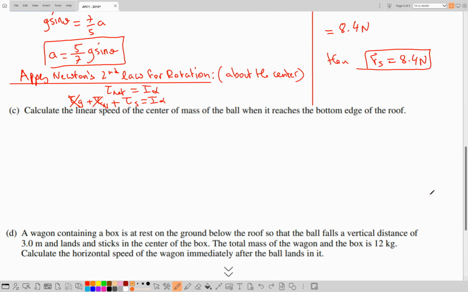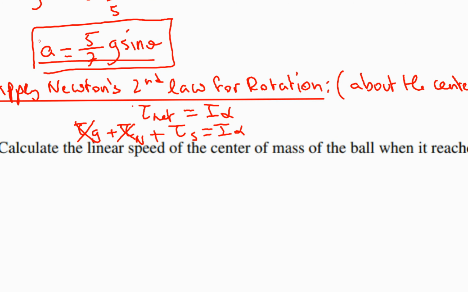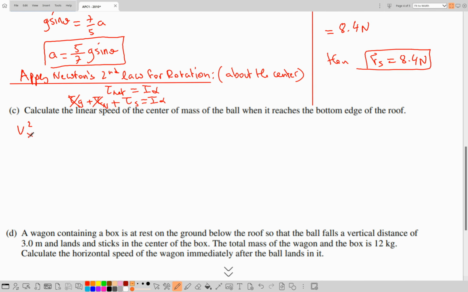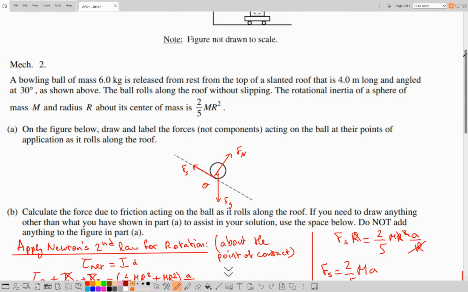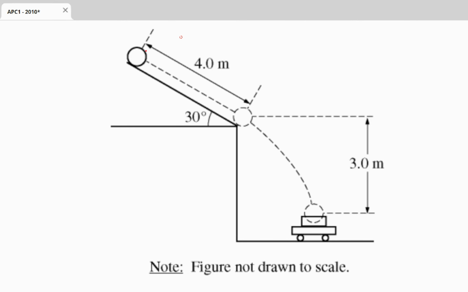Now in part C, we need to calculate the linear speed of the center of mass of the ball when it reaches the bottom edge of the roof. This is straightforward because we have the acceleration. Since it's constant, then we can use kinematics, which is basically v square x is equal to v square x0 plus 2a delta x. Now initially we started from rest, so the speed of the center of mass, which is basically given by v square, would be 2 multiplied by the acceleration, which is 5/7 g sine theta, and delta x would represent the distance traveled along the roof, which is basically this distance.